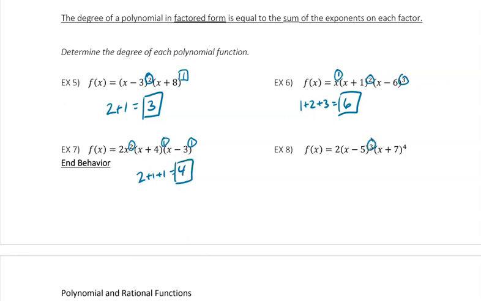And for 8, we have a 3 and a 4. I'm not counting this 2 because there's no x with that 2. If there is an x with it, we do have to count that exponent. But if there's no x, we're just going to ignore that 2 out front for degree purposes. So if we add up the 3 and the 4, we get that it's degree 7.